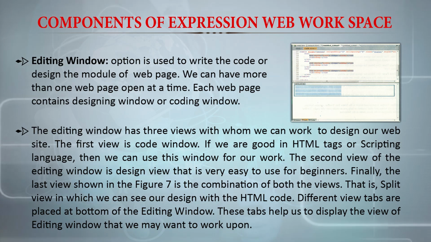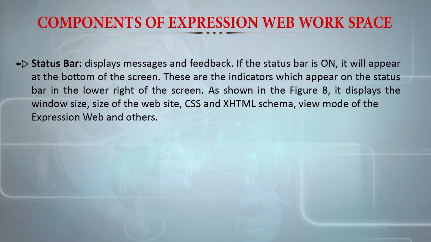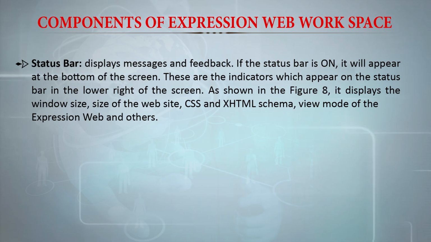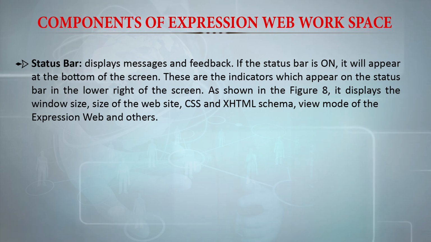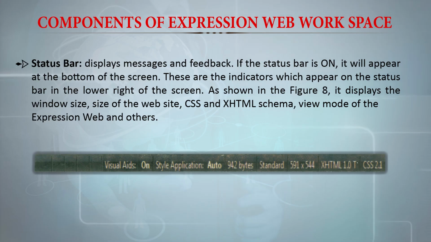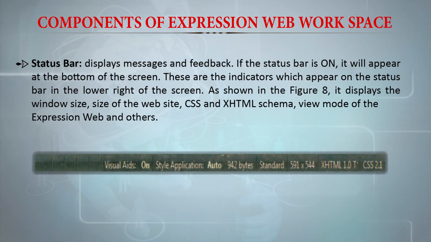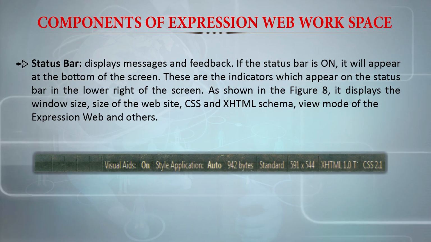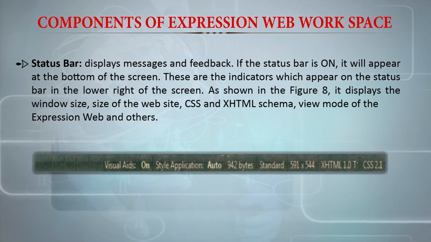The view bar contains all the three views of the workspace. They are design, split and code. The status bar displays messages and feedback. If the status bar is on, it will appear at the bottom of the screen. These are the indicators which appear on the status bar in the lower right of the screen. If you look at the image, it displays the window size of the website, CSS, which stands for cascading style sheets, XHTML, which is extensible hypertext markup language, the schema, the view mode of Expression Web, and the others.